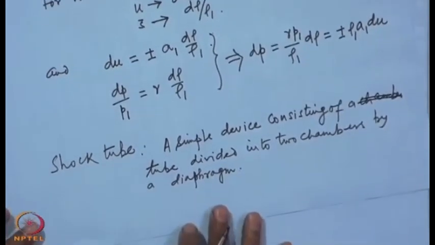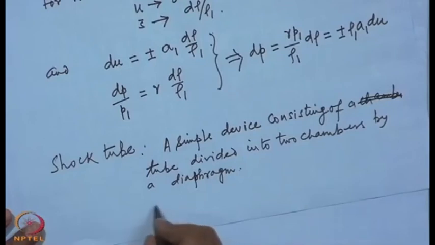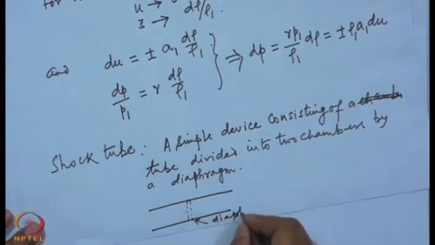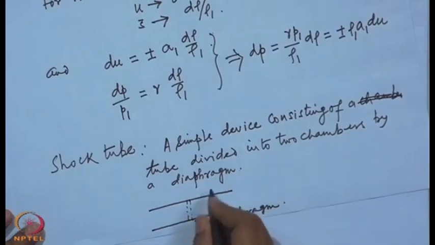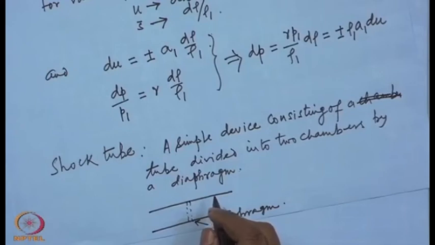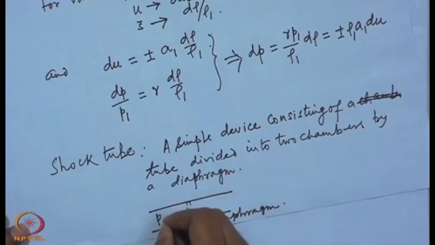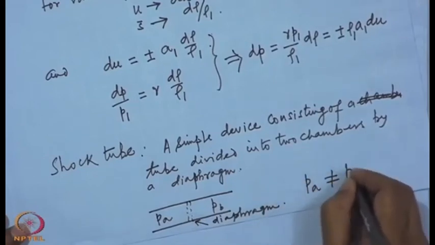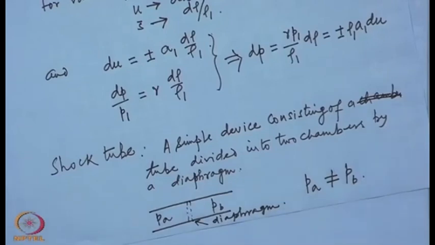And the pressure is different in the two chambers. That is, a shock tube is simply this: a diaphragm here, and the pressures on the two sides are different, say P A and P B. Usually one side is a very high pressure and the other side is low pressure.